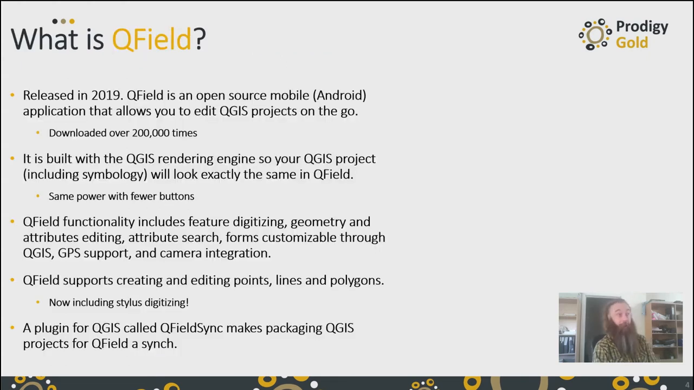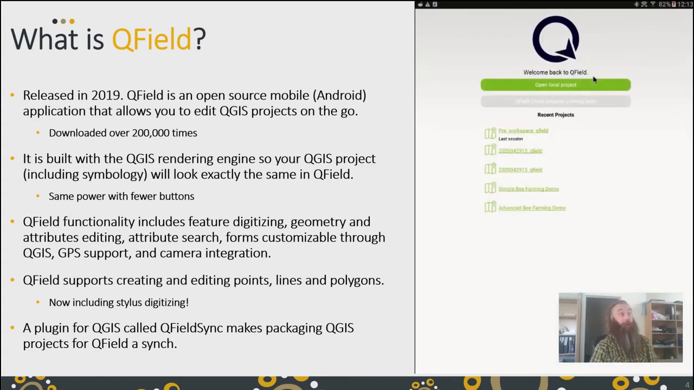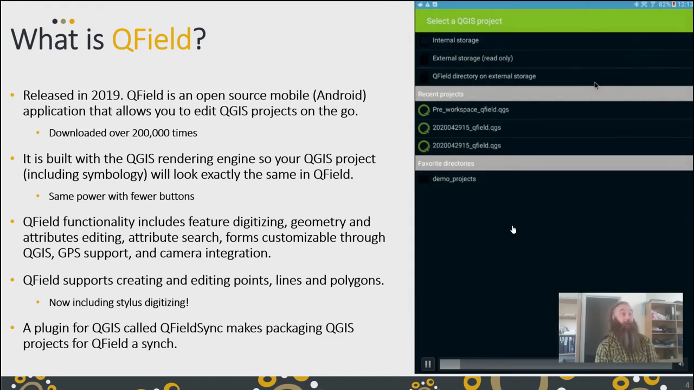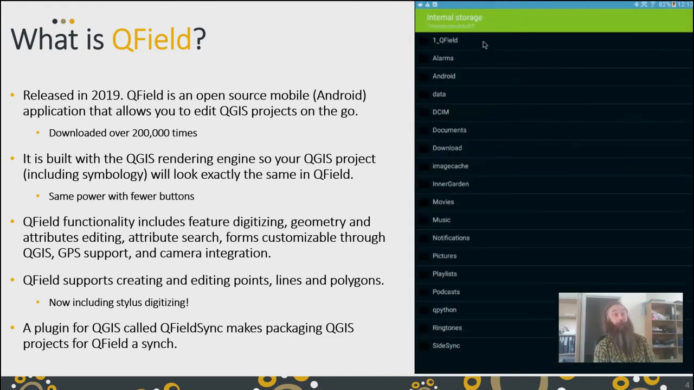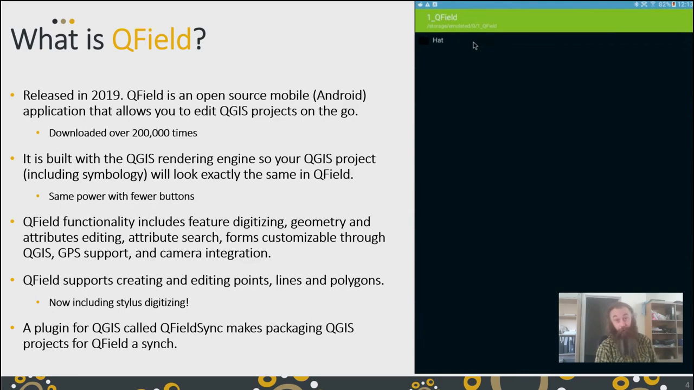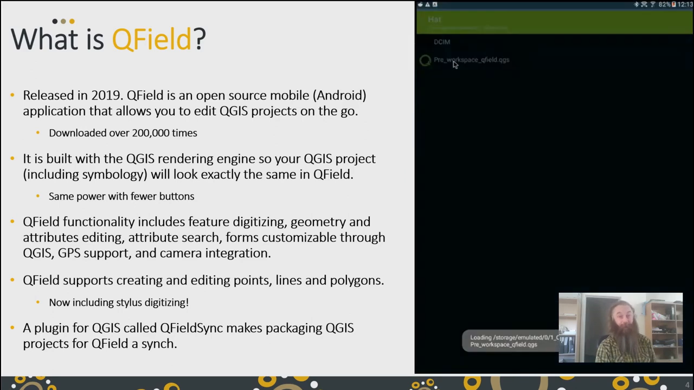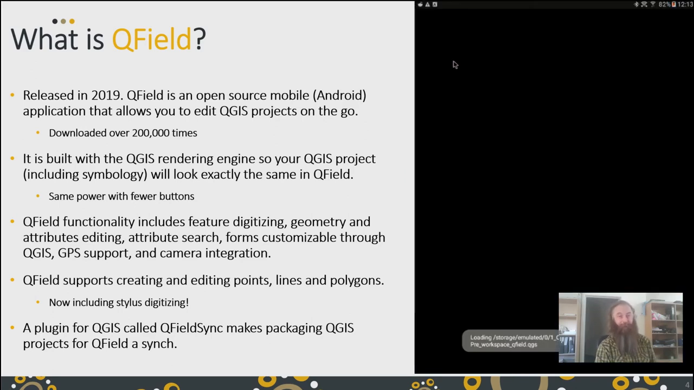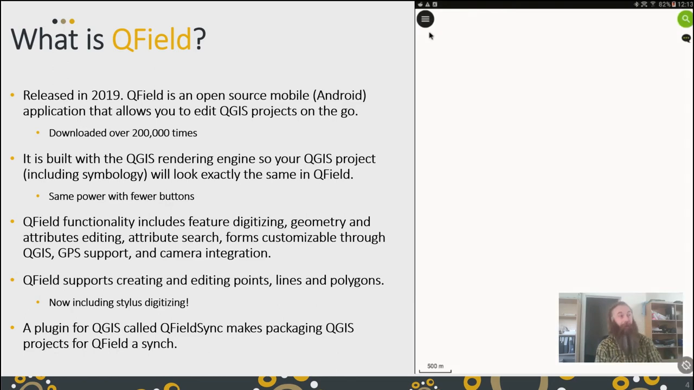So what is QField? Many of you probably already know. It was released in 2019 and has already got over 200,000 downloads here. It's built on the exact same engine as QGIS, so whatever your project looks like in QGIS should look the same in QField. As long as you can make the symbologies all pretty, QField can make a pretty map right back at you.